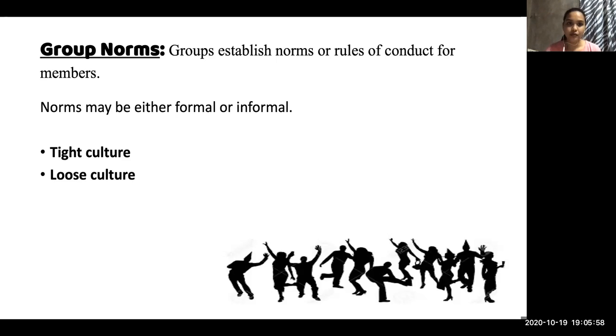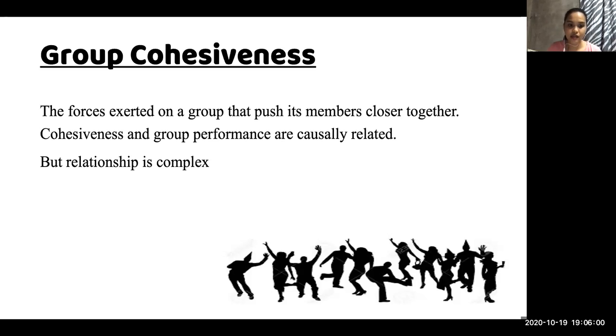So next is group cohesion. The forces exerted on a group that push its members closer together. Cohesiveness and group performance are causally related, but the relationship is complex. So cohesion can be more specifically defined as the tendency for a group to be in unity while working towards a goal or satisfying the emotional needs of its members.